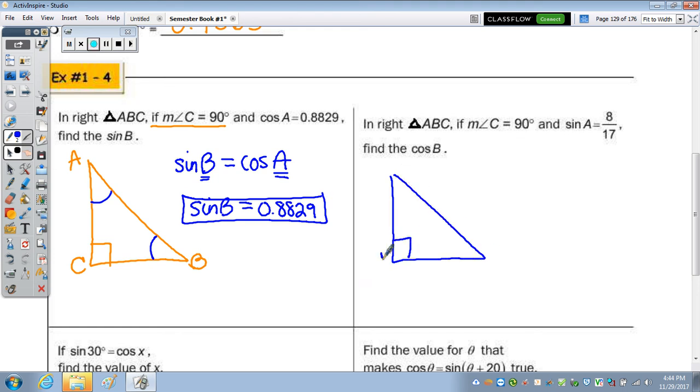To the right, in right triangle ABC, where C is also the 90-degree angle, it says that the sine of angle A, so this angle right here, is 8 over 17, and that is opposite over hypotenuse. So our hypotenuse is 17, and the side opposite A is 8. Find the cosine of B. Well, cosine of B is adjacent over hypotenuse. You can draw the picture, but if you remember, the sine of any angle is equal to the cosine of its complement, which is B. So the sine, which is 8 over 17, is also equal to the cosine of the complement.